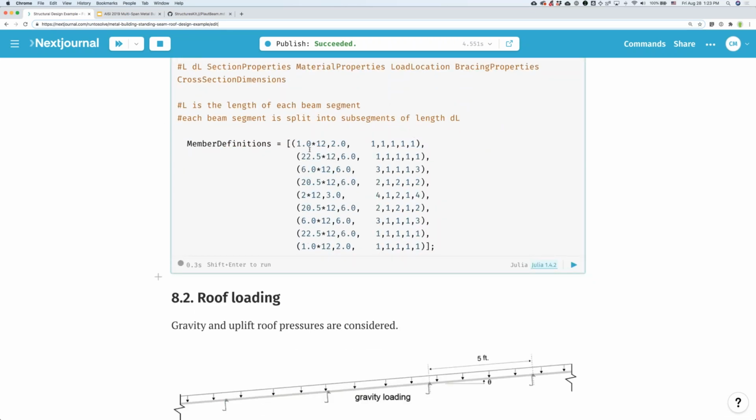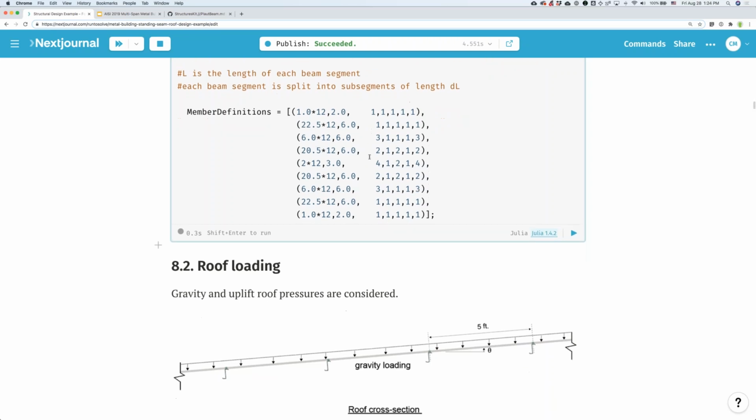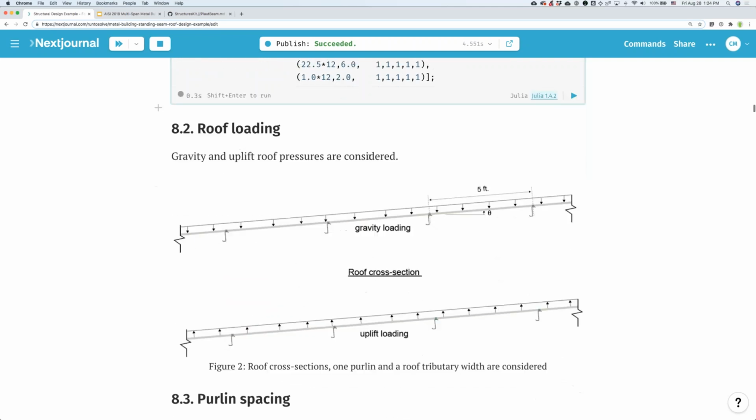You can see here there's the 1 times 12, 22.5. These are just the distances along the length, and this is defining the section properties which are considered below. There are 4 section properties. There's 1 material property, so it's always steel, but you could change the material properties if you wanted to. There are load eccentricity, load location, bracing properties, and cross-section dimensions. For each one of the chunks of elements, you define the properties of each section of your structural analysis. This is a very similar way of doing it compared to any structural analysis program.